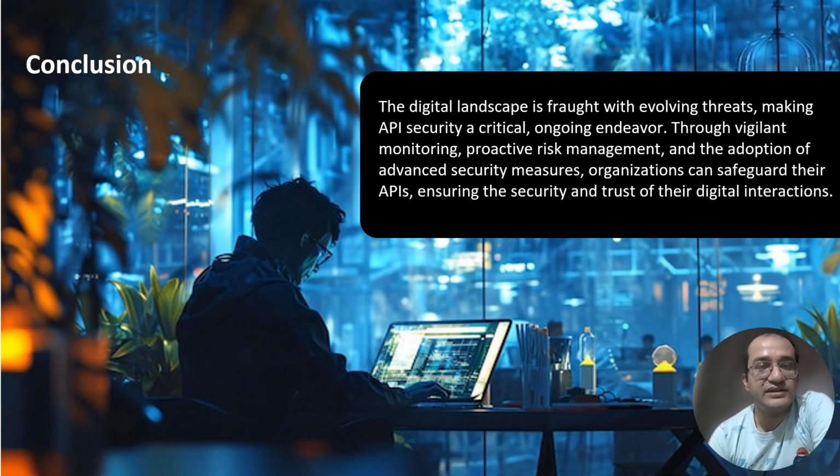API security is not just a one-time effort, but an ongoing process that requires continuous attention and continual improvement. As new threats emerge and technologies evolve, organizations must stay vigilant and adapt the security measures to address changing risks. By fostering a culture of security, investing in the right tools and technologies, and maintaining a proactive approach to risk management, organizations can protect their APIs and ensure the overall security and resiliency of their digital ecosystems.